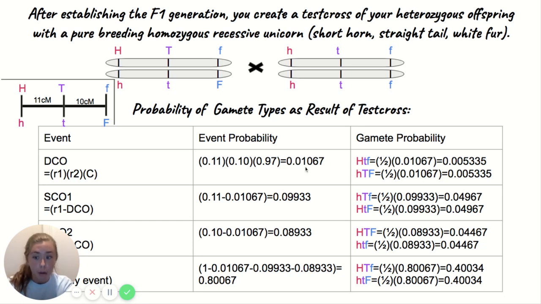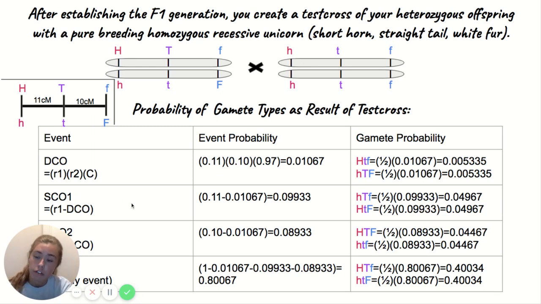Now this is the event probability, but to find the gamete probability for both big H, little t, little f, and little h, big T, big F, we're going to have to multiply this event probability value by 1/2 for each gamete. And this, as shown here, will yield 0.005335, which is about 0.5%. So that's our double crossover gamete probability.